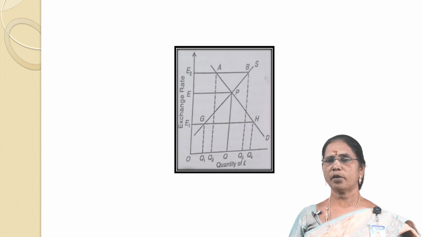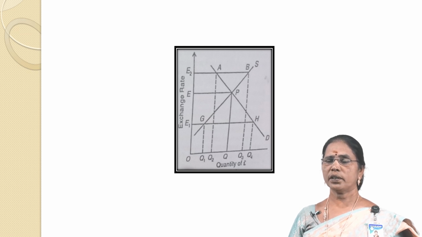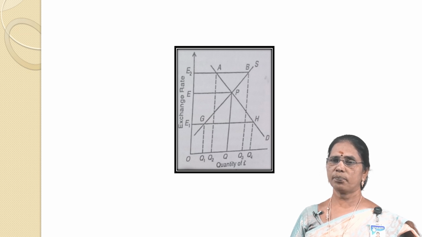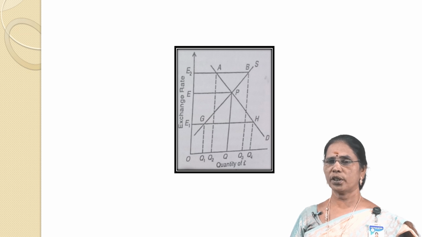Now let us see the diagrammatical explanation of this flexible foreign exchange rate. Here we take the quantity of pound sterling and the exchange rate. Here the supply curve and the demand curve intersect at point E. At this level, the quantity of pound sterling is Q and the exchange rate is E. Sometimes the demand increases and the exchange rate rises from E to E2. Sometimes the exchange rate will be reduced from E to E1. Likewise, the quantity of pound sterling also changes from Q to Q1, Q2, Q3, etc.